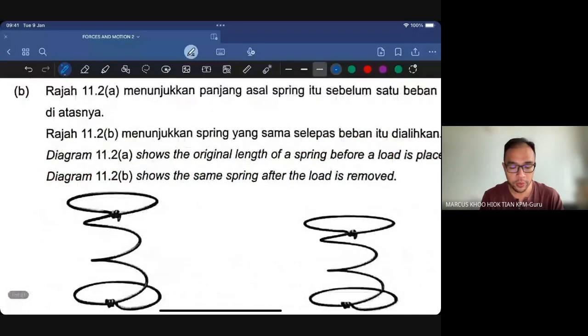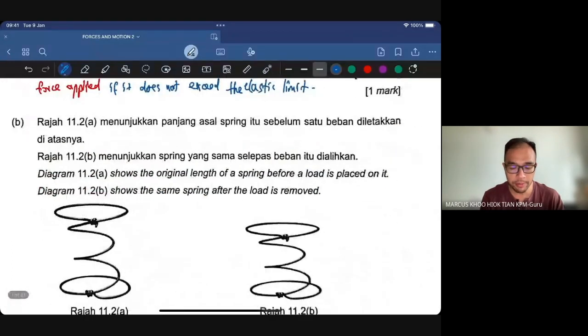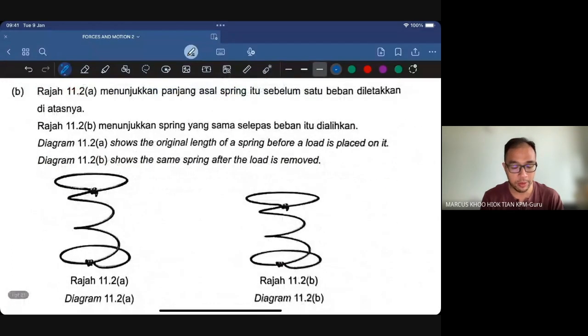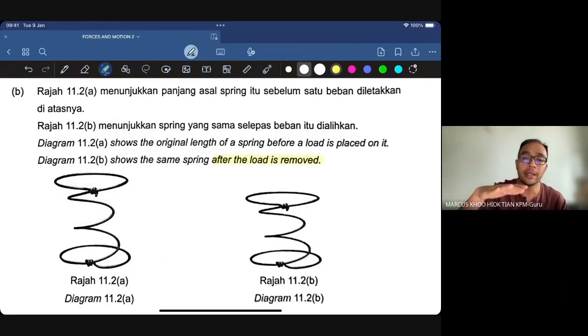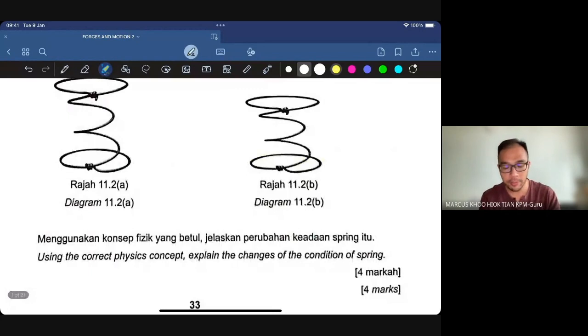11.2a shows the original length of the spring before a load is placed on it. So this is before the load. 11.2b shows the same spring after the load is removed. It means you put the load on and then you remove it, and we notice the spring does not go back to its original position. So the question is, explain the changes of the condition of the spring.